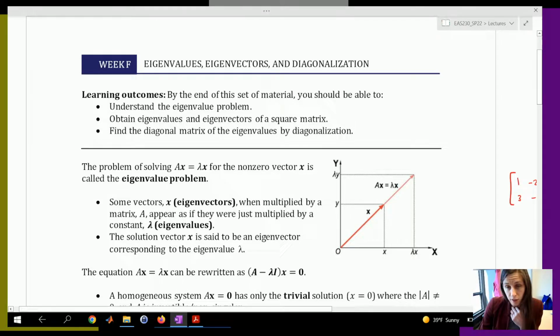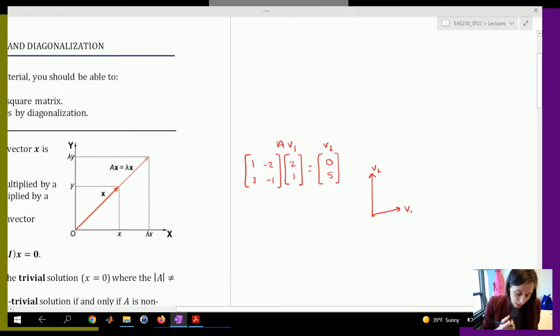The last set of material for the semester is eigenvalues, eigenvectors, and diagonalization. It's a short set, and it's not necessarily exactly solving systems of equations, but we're looking at eigenvalues, which are useful in certain applications. When we multiply a matrix by a vector to get another vector, essentially what happens with three-dimensional space is we're moving that vector to another location.